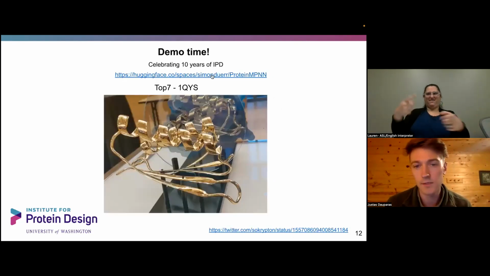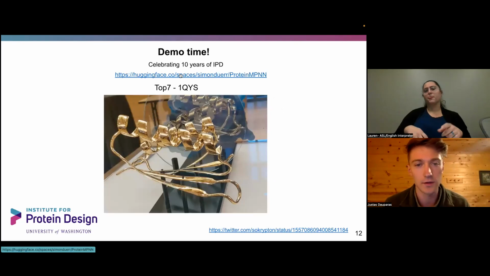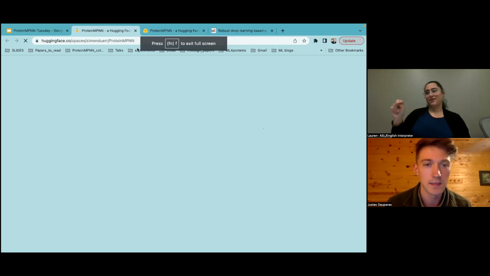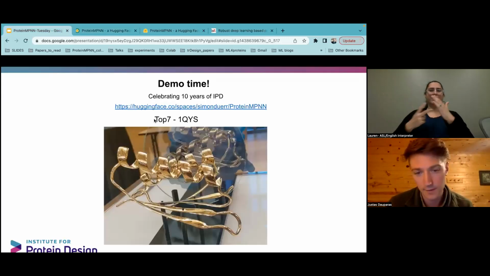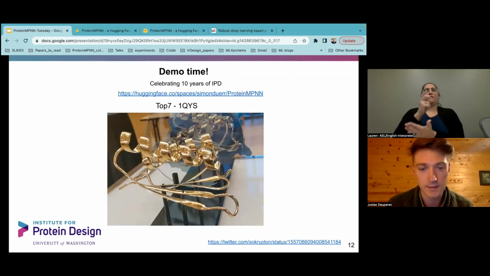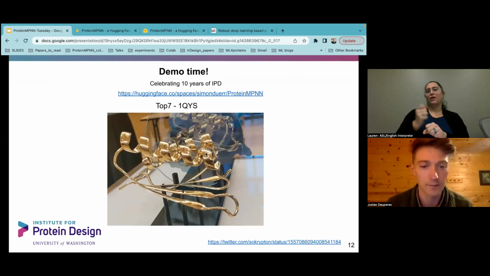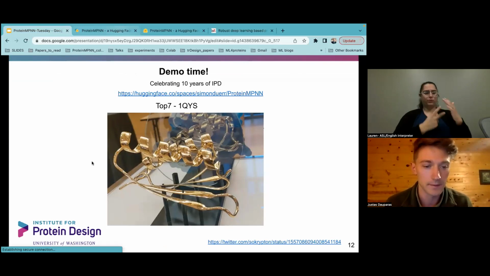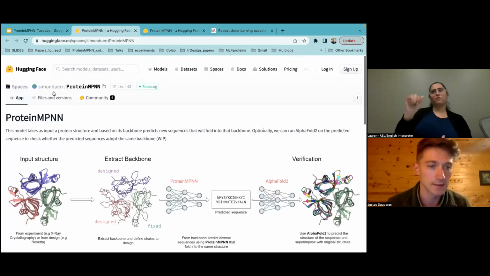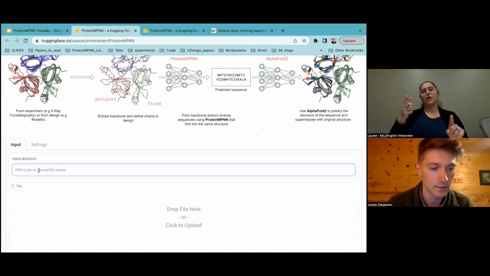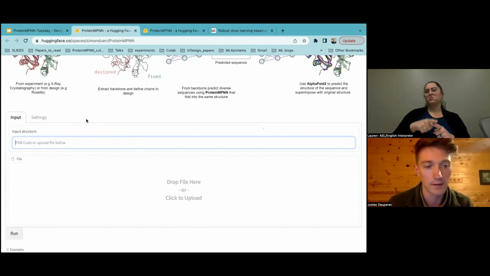So it's always, I guess, fun to do a little demonstration. I'm going to show this Hugging Face space created by Simon and try to predict this top 7. This is de novo design protein 1QRS. This figure was made for the IPD, the Institute for Protein Design, celebrating 10 years. So we can try to redesign this sequence and then predict with AlphaFold. This is the Hugging Face setup. There's also GitHub code that has maybe slightly more options, but this is a very simple setup. In this case, we can either upload a PDB or write the code.